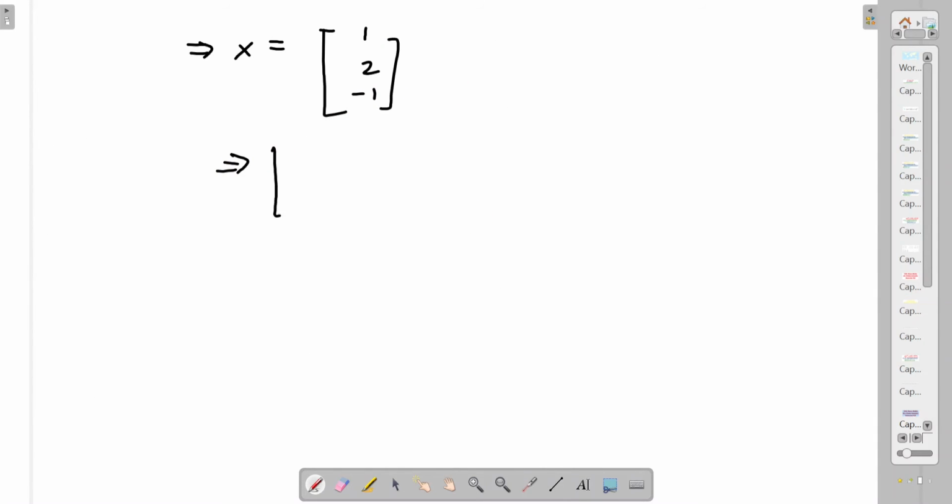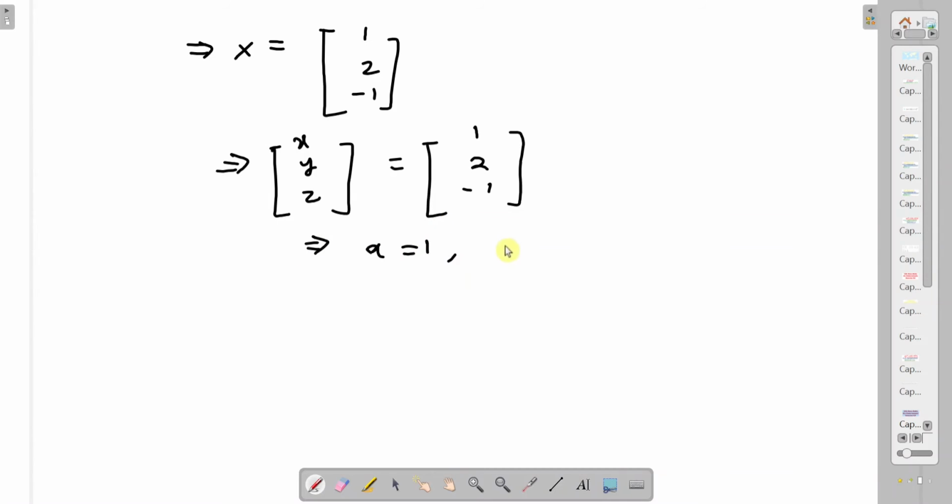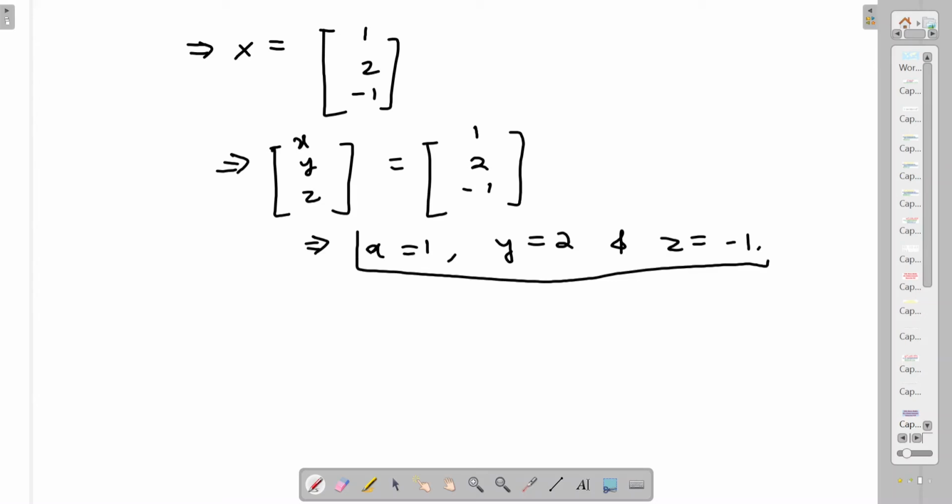This will imply what? X is nothing but the column matrix x, y, z. This will be equal to 1, 2, minus 1. Okay, so that is X is equal to 1, Y is equal to 2, and Z is equal to minus 1. Okay, this is the solution.